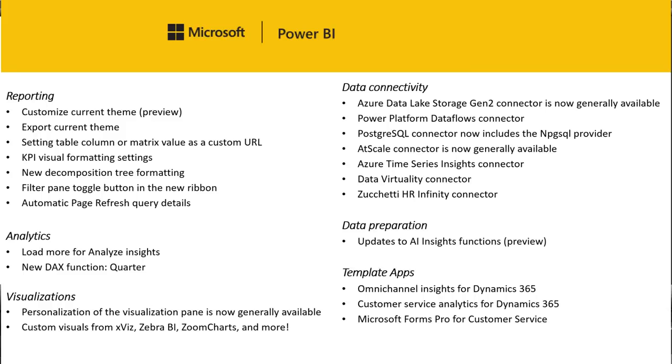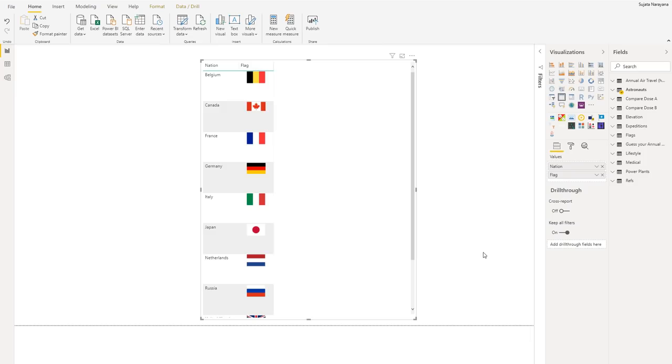Let's take a look at the first feature, which is the ability to set a table column or matrix value as a custom web URL. So here in this report, I have a really simple visual, which is a table with two columns, one for nation and one for flag. What I want to do is have the values in the nation column be URL links. So here's how I'm going to do that.